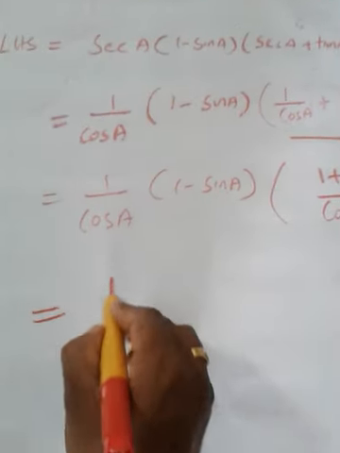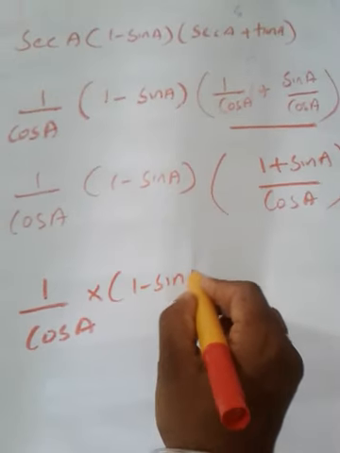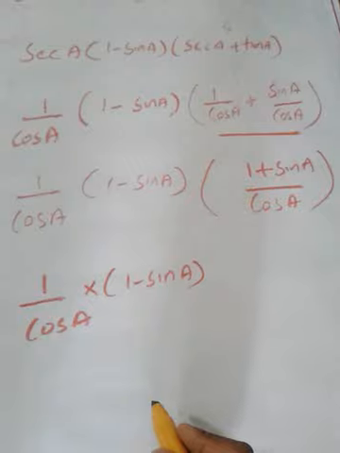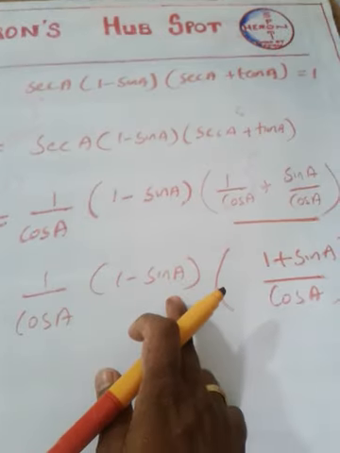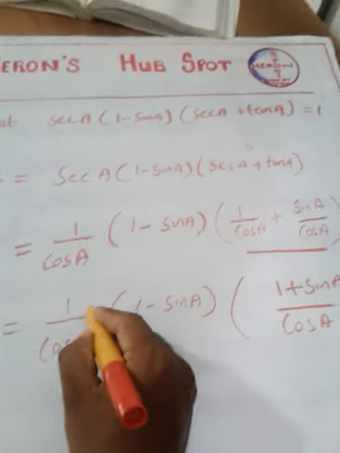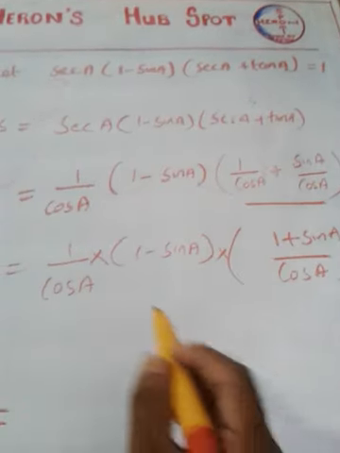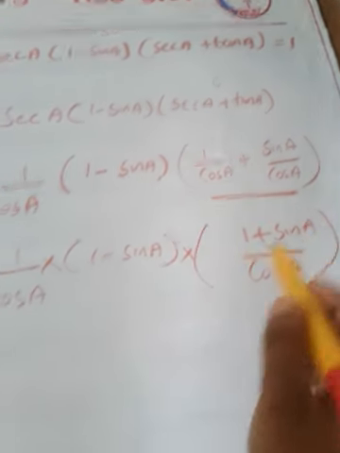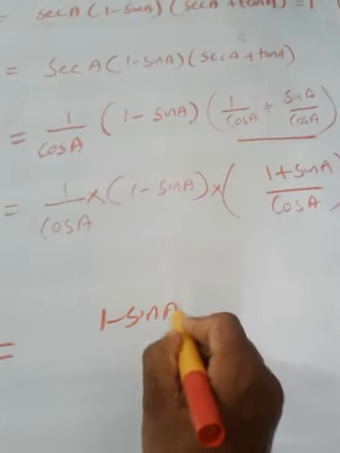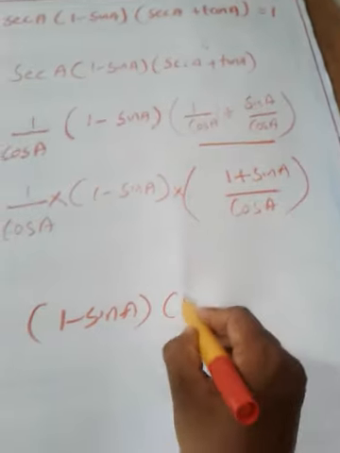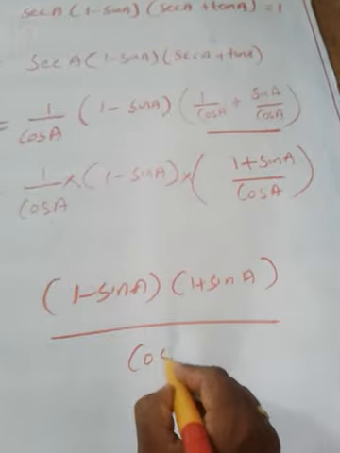Now we see it becomes 1 by cos A into (1 minus sin A), into (1 plus sin A) divided by cos A, and the entire operation is multiplication. That means we can multiply all the numerators and multiply the denominators. Which are the numerators here? 1 into (1 minus sin A) into (1 plus sin A). So when you multiply numerators, 1 into (1 minus sin A) is 1 minus sin A. Then we multiply this (1 minus sin A) with (1 plus sin A), divided by the denominator: cos A into cos A is cos square A.